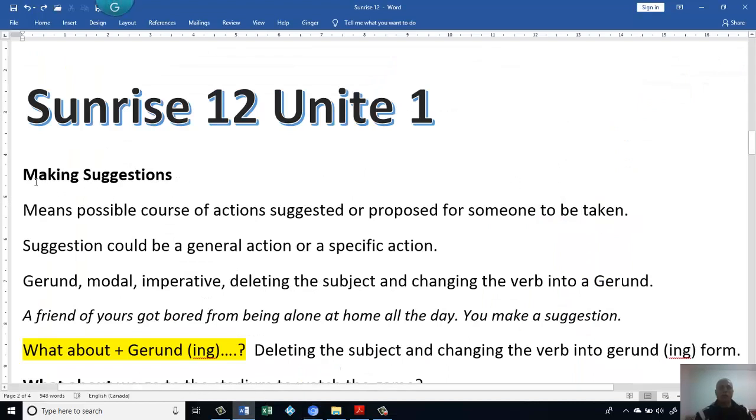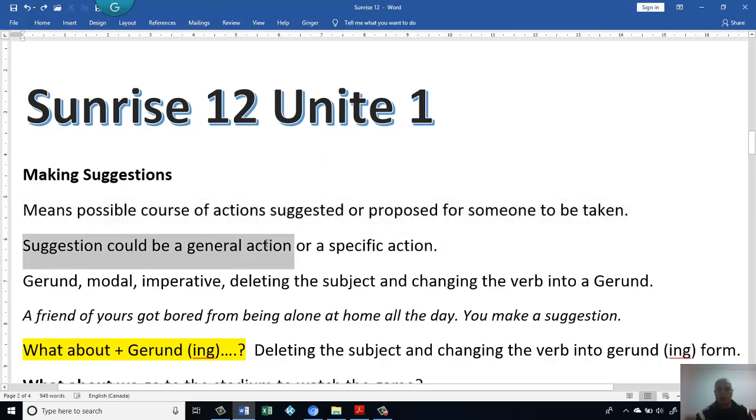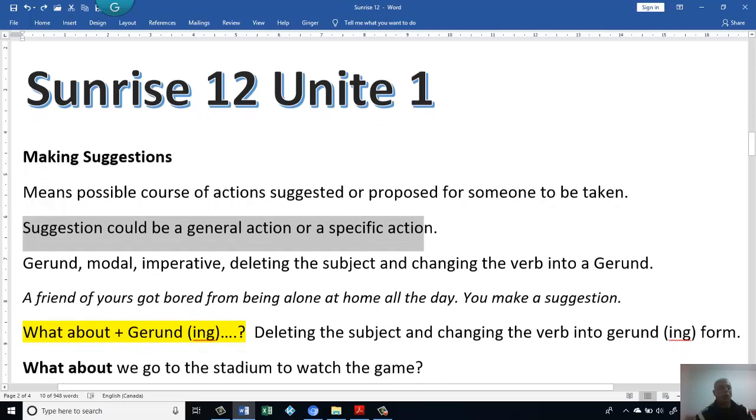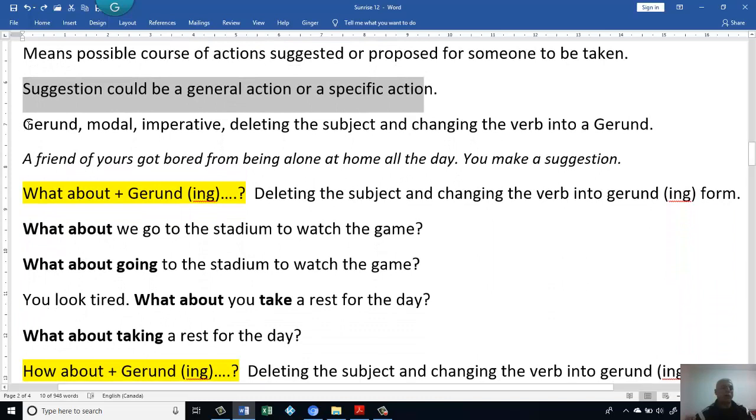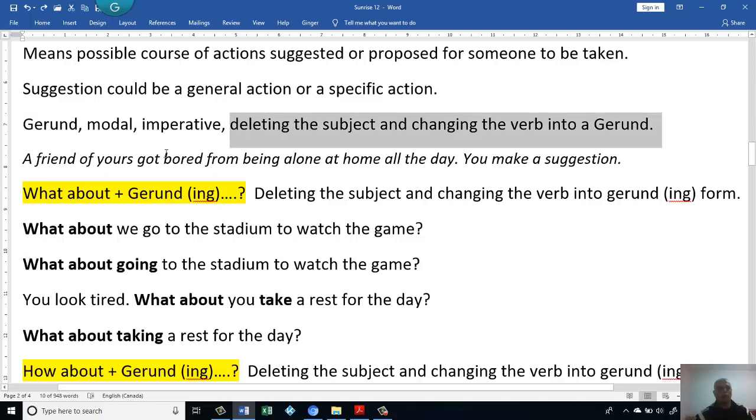Today our lesson will be about making suggestions. Suggestion means a possible course of action suggested or proposed for someone to take. A suggestion could be a general action or a specific action. In this lesson, we're going to learn how we make suggestions using gerund, modal, and imperative, deleting the subject and changing the verb into a gerund.